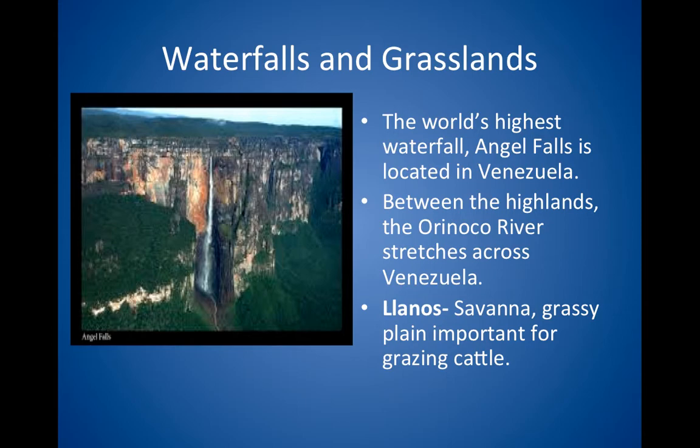Between the two highland regions, the great Orinoco River flows through central Venezuela. Along both sides of the river stretches a wide tropical grassland or savanna region called the Llanos, which means plains in Spanish. The Llanos flood during the rainy season from April to December, and for the rest of the year, the hot sun of the dry season quickly burns the vegetation and the soil becomes parched and cracked. Still, this is a very important area for grazing cattle. And there you can see the humongous waterfall that is Angel Falls on the left.